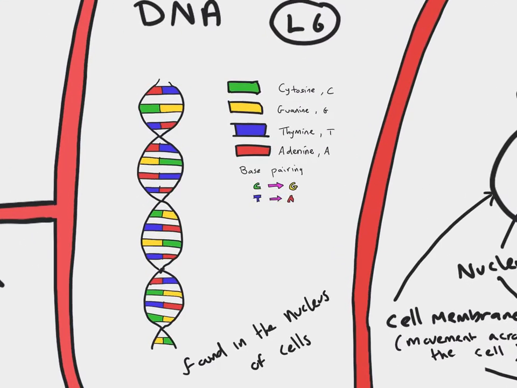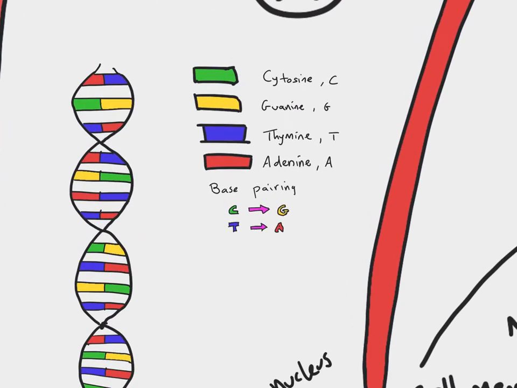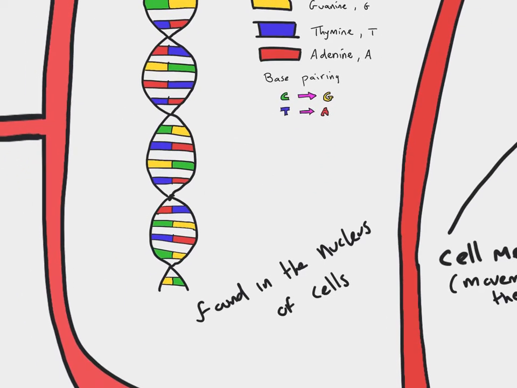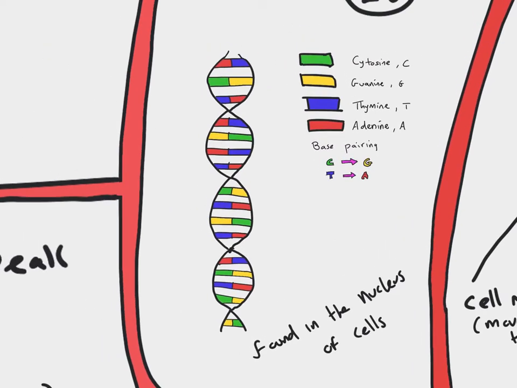Lesson 6 was DNA. So there's not much to know here, except for the fact that cytosine pairs with guanine and thymine pairs with adenine. So we've got cytosine C, guanine G, thymine T, adenine A. This is found in the nucleus of cells. That was lesson 6.